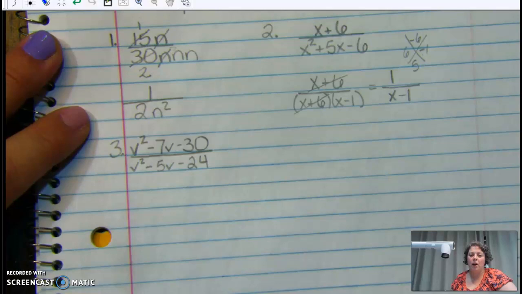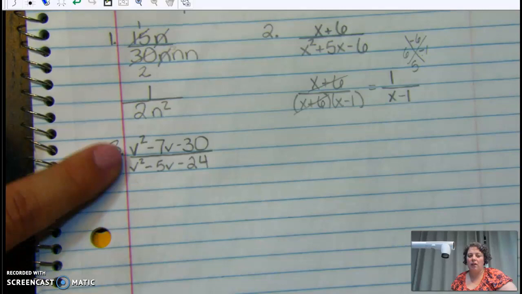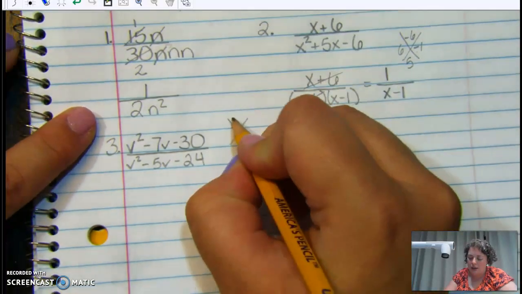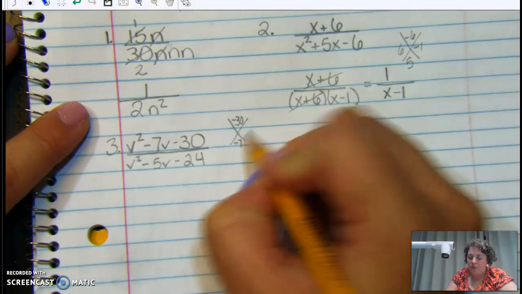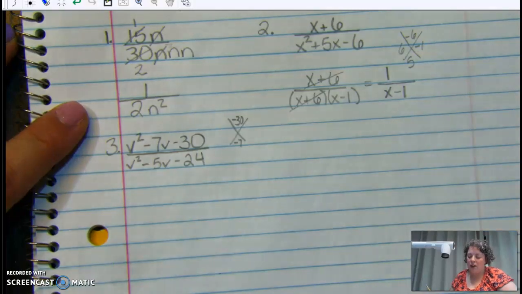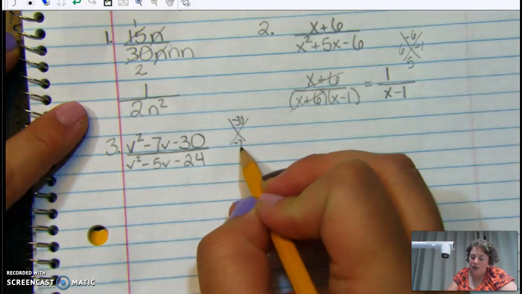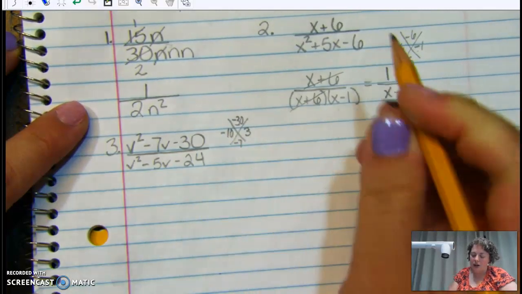Okay? All right, so this is a trinomial over a trinomial, so I'm going to go ahead and factor both of these. This first one, I want to know what multiplies to negative 30 but adds up to negative 7. And so when I'm thinking of 30, I've got 1 and 30, I've got 2 and 15, I've got 3 and 10. Ding, ding, ding, 3 and 10. Okay, 3 and 10 can make 7 if I've got one that's negative. So in this case, I need more negatives, so I'll have negative 10 and positive 3.